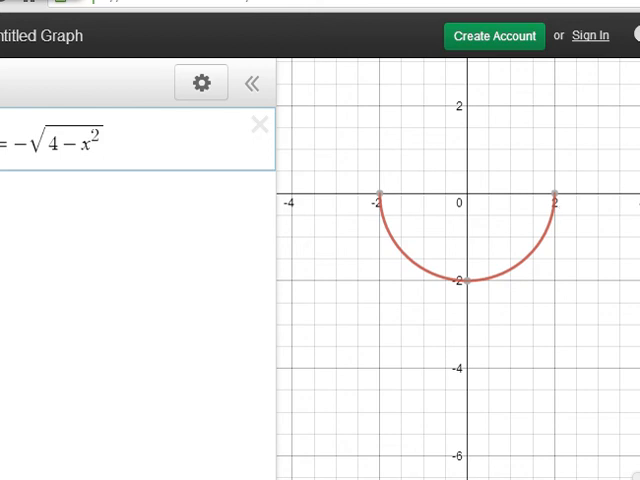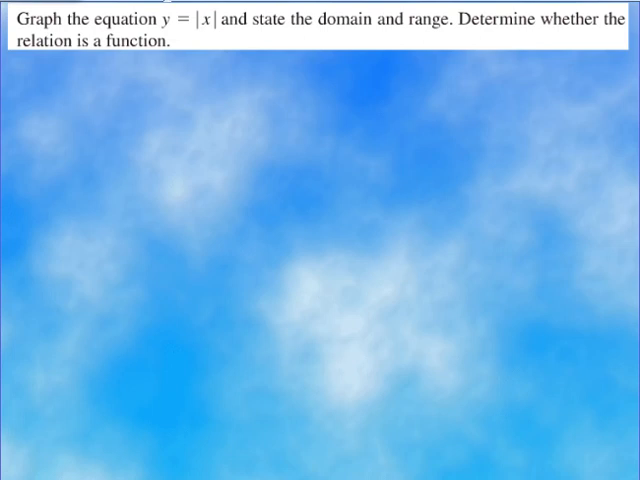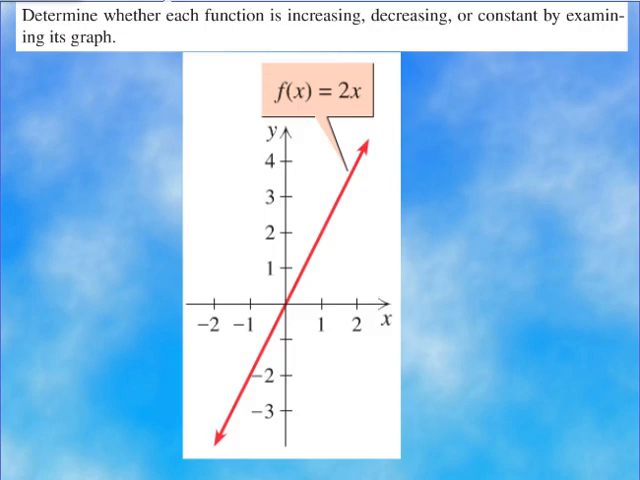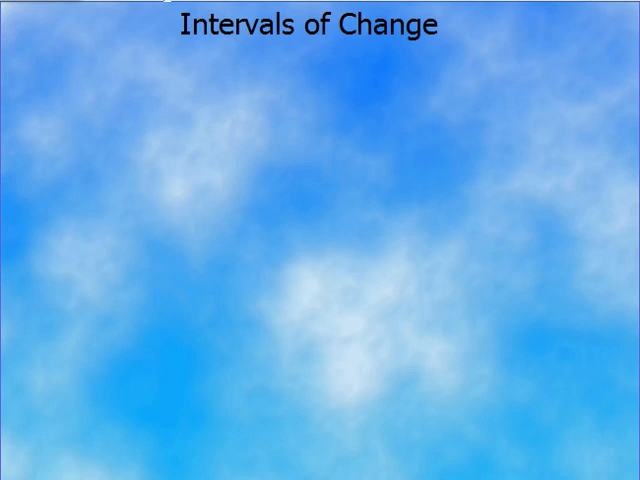Could I have obtained that information from knowing it's a half circle with a radius of 2? Yes, you could have. I think that's enough graphing and stating the domain and range. Let's do piecewise functions and then we'll stop for the day. Maybe.